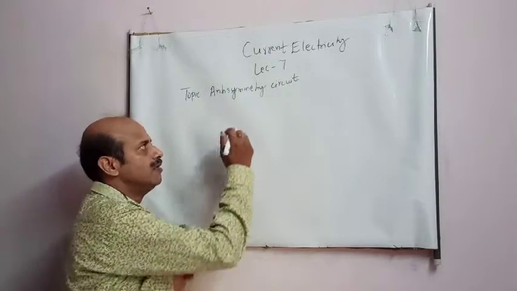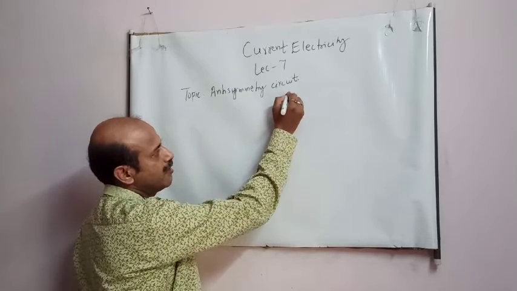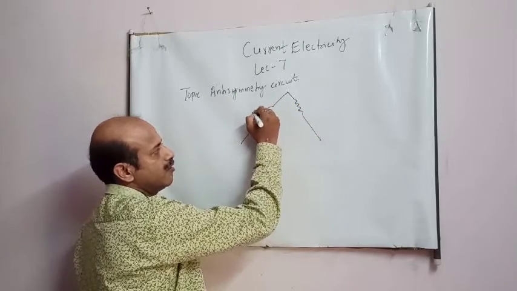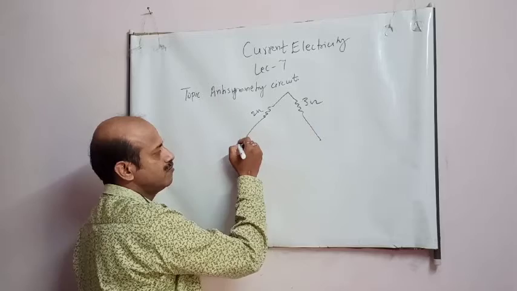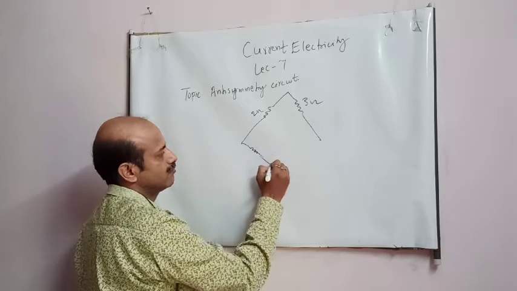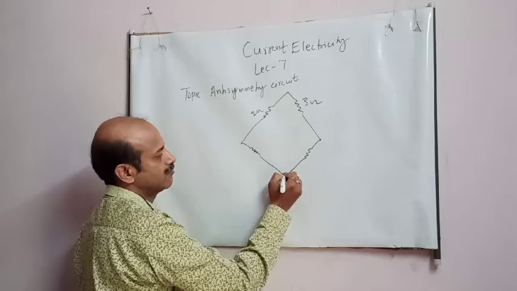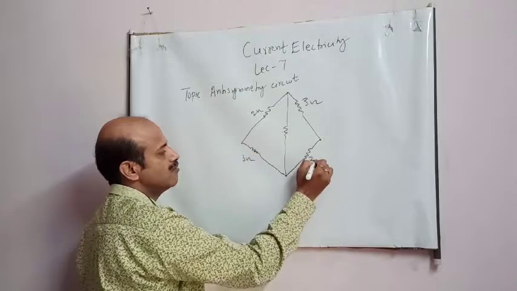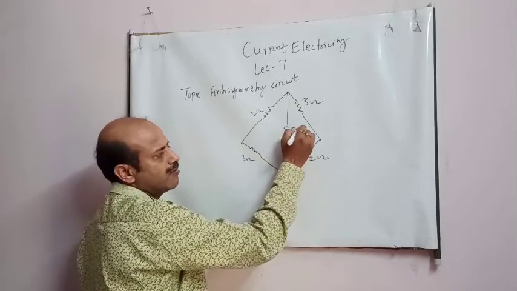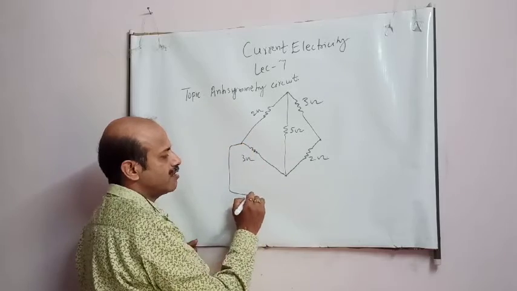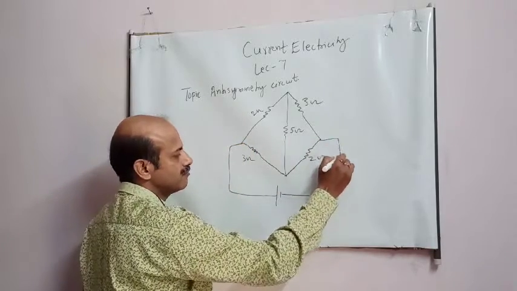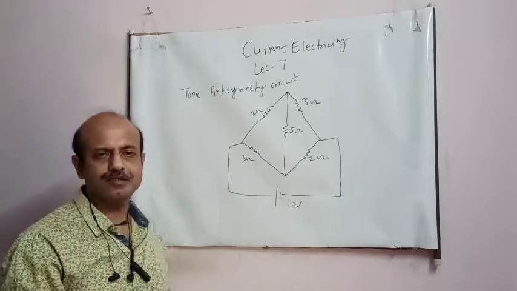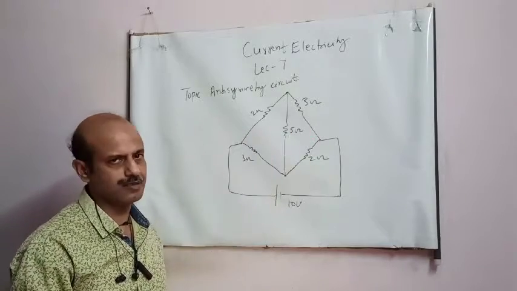Now suppose, student, we have this kind of circuit. This is 2 ohm, this is 3 ohm. One resistor like this is here. Now this is 3 ohm and this is 2 ohm. This is, say, any value, 5. And here, student, one battery is connected. I am taking a battery of 10 volt, student. I have to find out the various currents in the various resistors of this circuit.